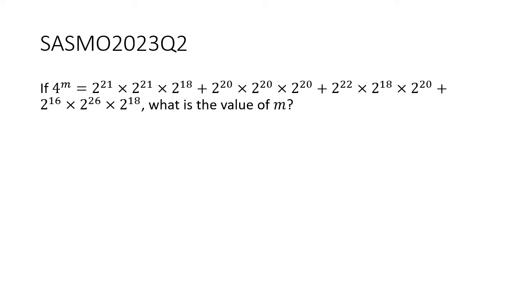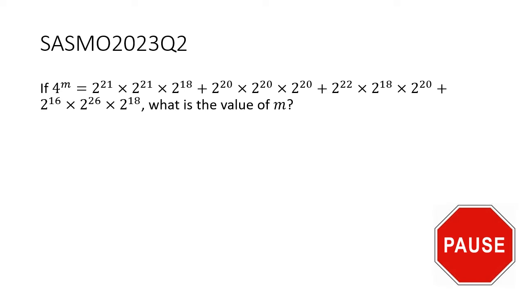Question number 2. If 4 to the power of m is equal to 2 to the power of 21 times 2 to the power of 21 times 2 to the power of 18 plus 2 to the power of 20 times 2 to the power of 20 times 2 to the power of 20 plus 2 to the power of 22 times 2 to the power of 18 times 2 to the power of 20 plus 2 to the power of 16 times 2 to the power of 26 times 2 to the power of 18, what is the value of m? Pause the video here and give this question a good try.